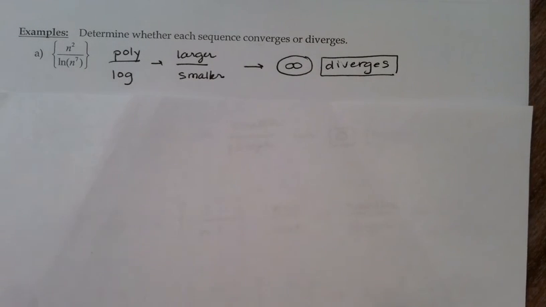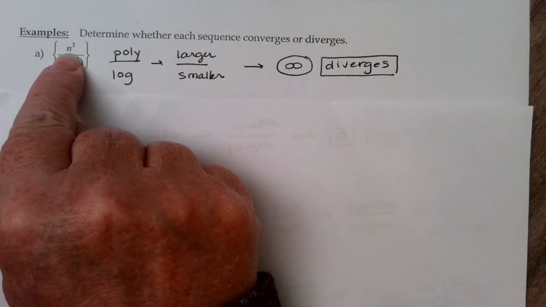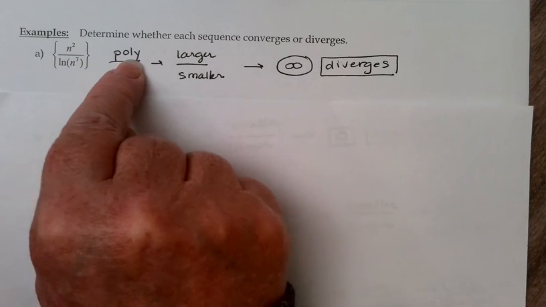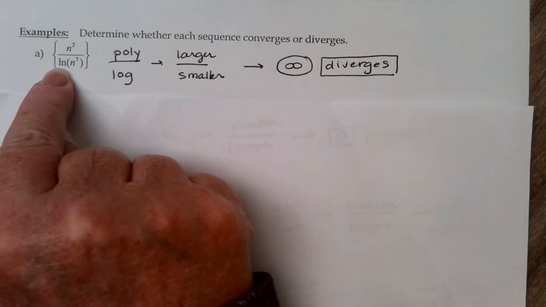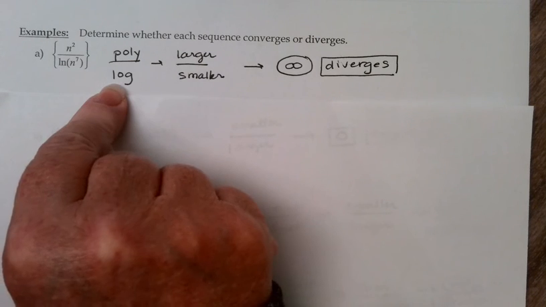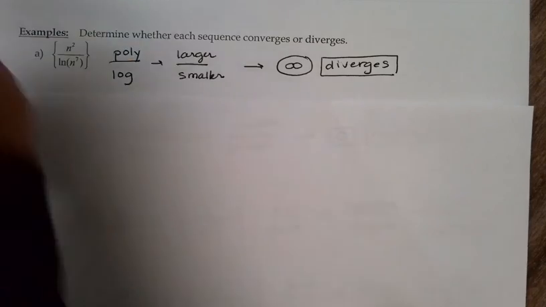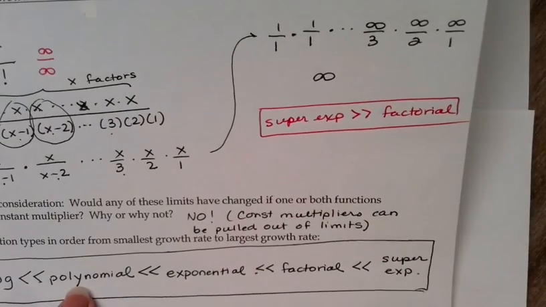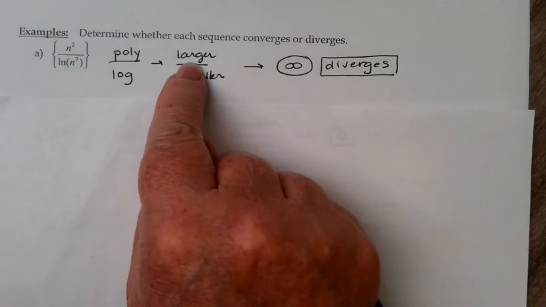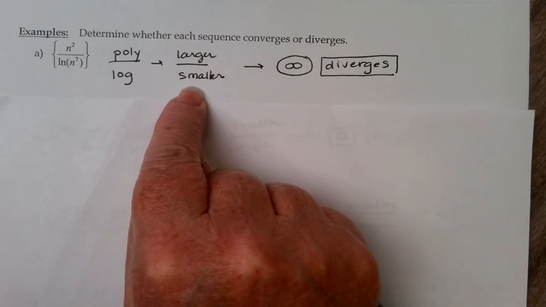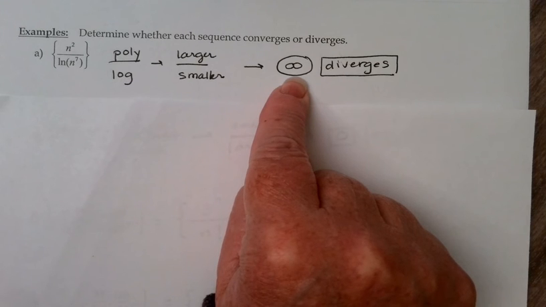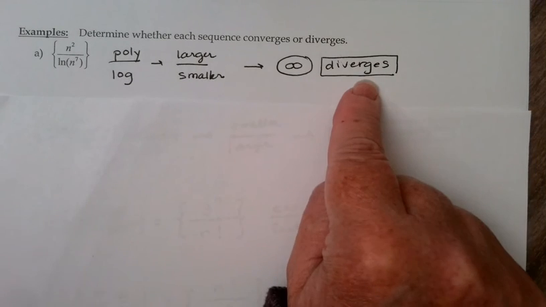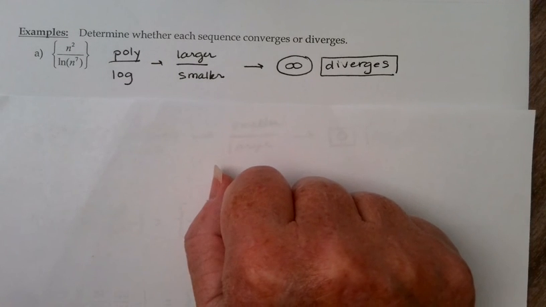All right, in our examples, part A. As I look at this, I definitely have a polynomial, n to a power, on top. The bottom is a log. The polynomial, remember, has the larger growth rate compared to the log. Larger growth rate on the top means the limit is infinity, and my sequence is going to diverge.